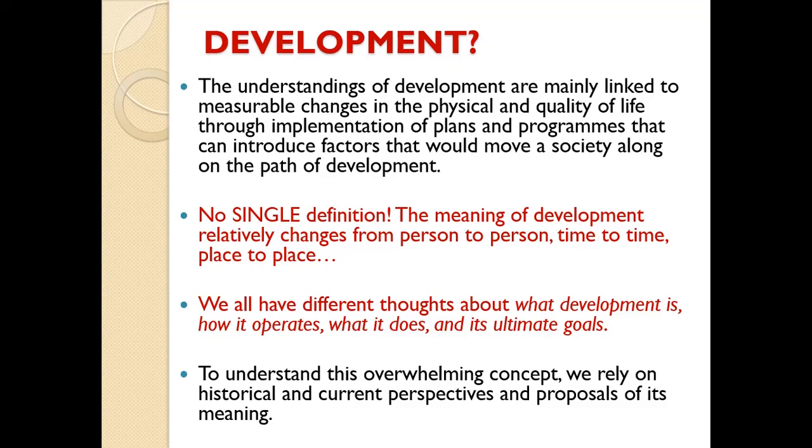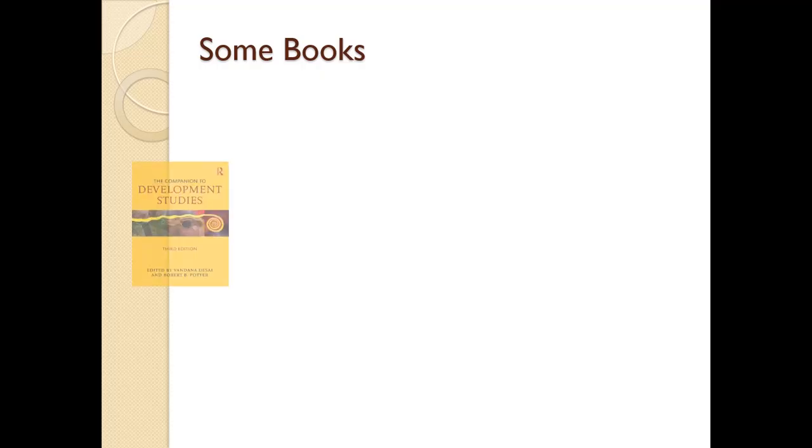But of course, to understand this overwhelming concept, we rely on how things have been happening before and what is happening right now, and then also on the proposals that are being established based on a combination of historical or current perspectives or happenings. And therefore, people try to make theories and models and definitions of how things should be or how things are. So here are some interesting books that you may need to engage. We have this, which we have so far dubbed our Bible for this course unit, Introduction to Development Studies, and so you could engage that.